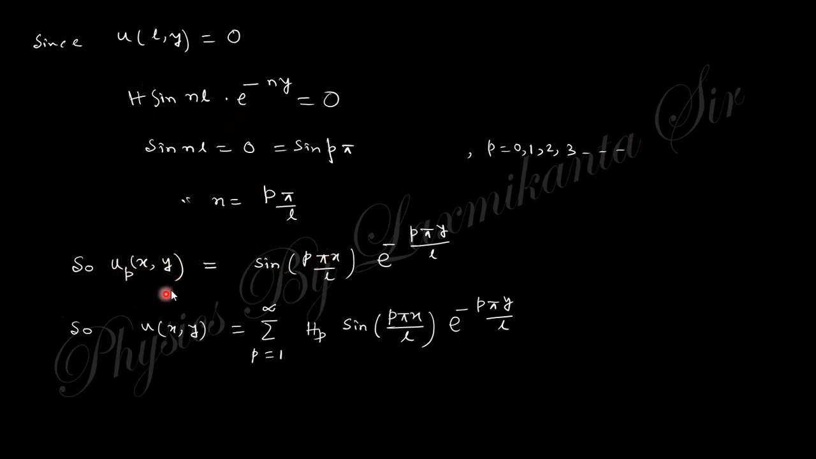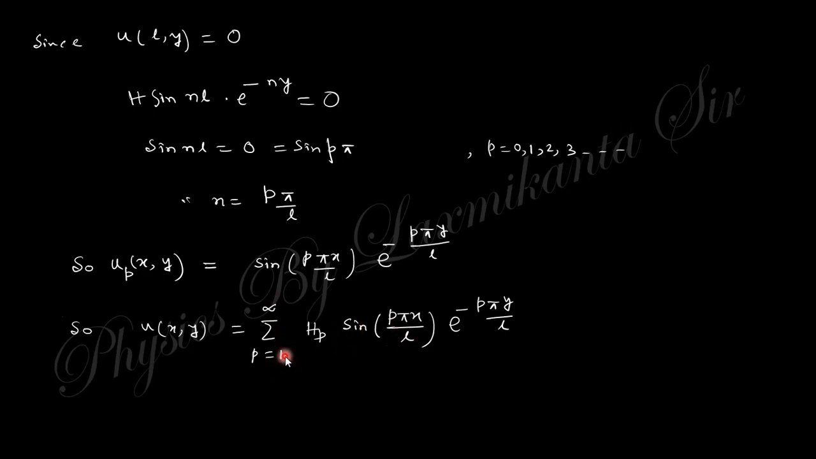If you just put this value of n, you can see here, since p varies from 0 to infinity, you can take the summation of this to get the total solution, because you know the linear combination of each solution is also a solution of the total. So a linear combination of all solutions must be a solution. That's why we take the linear combination.